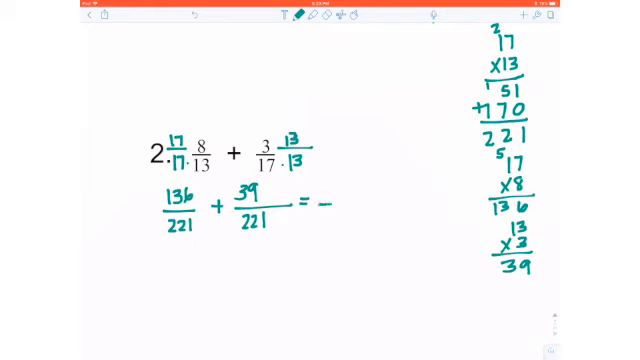So now we're going to add these together. Remember, the denominator stays the same. We're going to do 136 plus 39, so we can figure out what the numerator is. 6 plus 9 is 15, so we carry a 1. 3 plus 3 is 6, plus 1 is 7. We end up with 175.